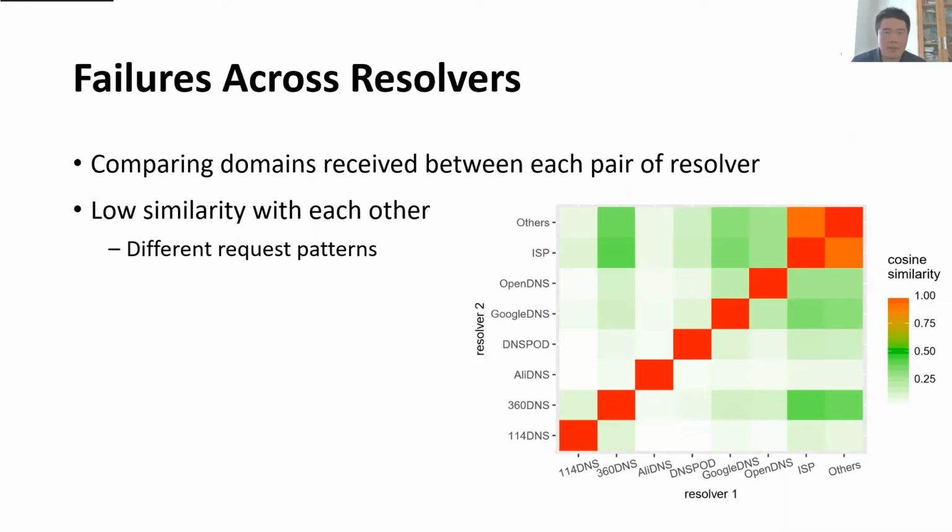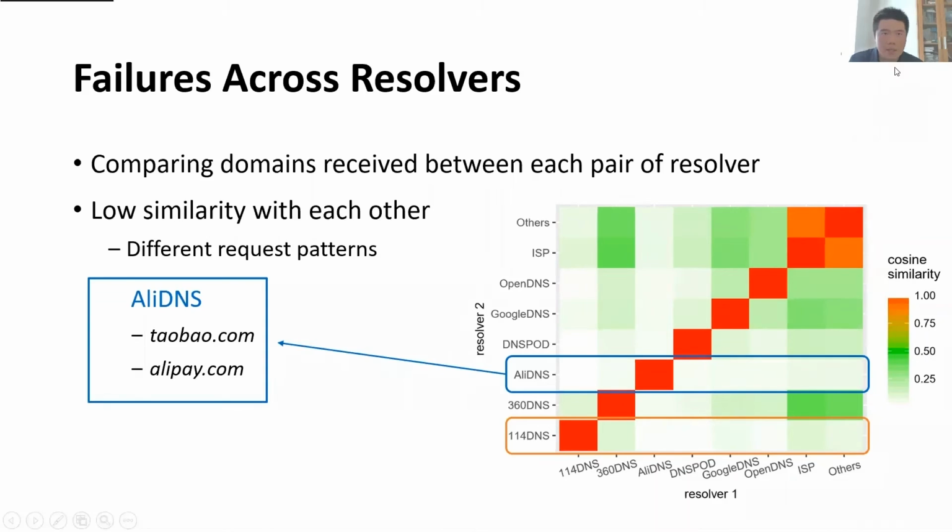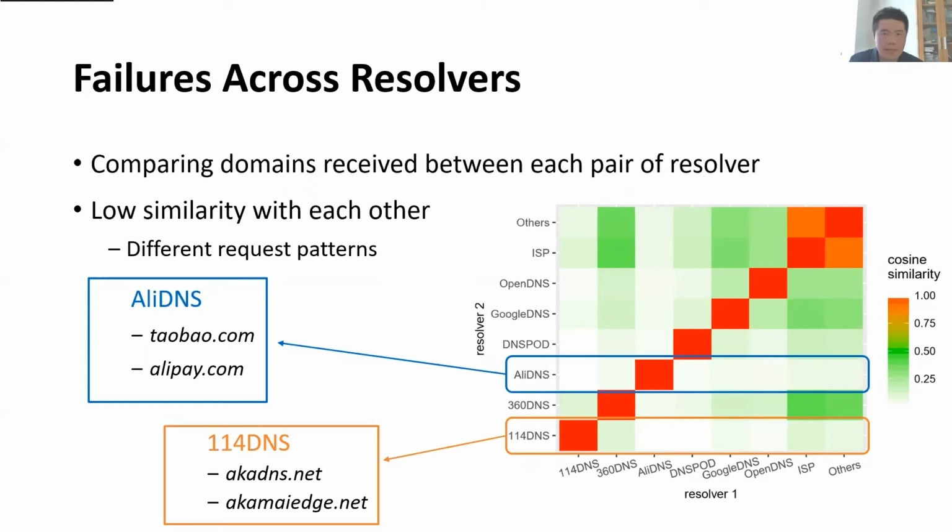Among these resolvers, 114 DNS, which is provided by multiple Chinese telecom operators, and Ali DNS, which belongs to Alibaba, are the least like the others. Indeed, Ali DNS handles many requests of Taobao.com and Alipay.com, which belong to Alibaba's services, while 114 DNS handles many requests for Akamai domains, which appear less often in other resolvers.